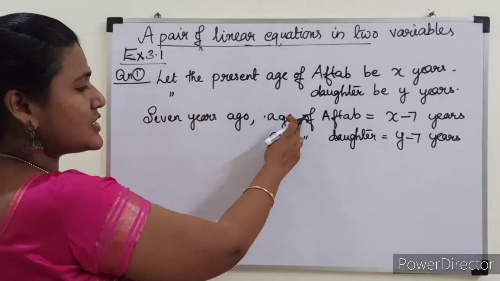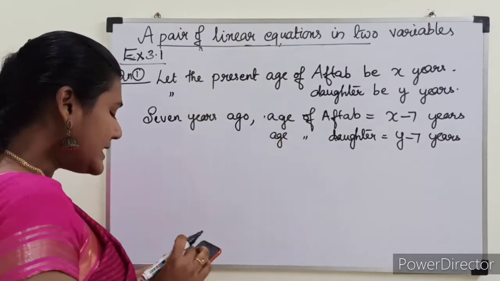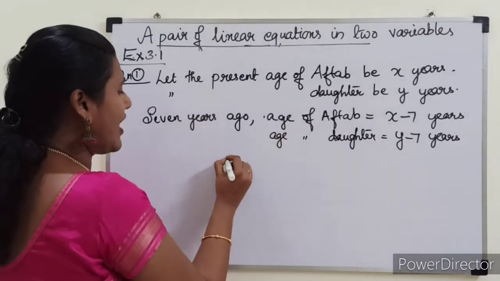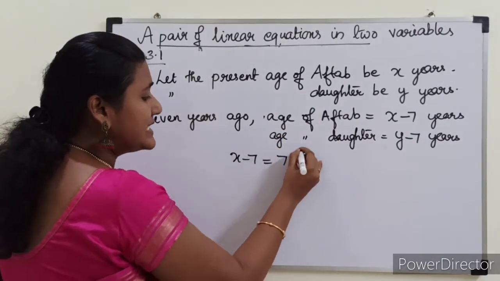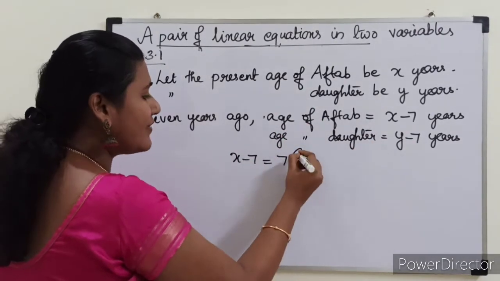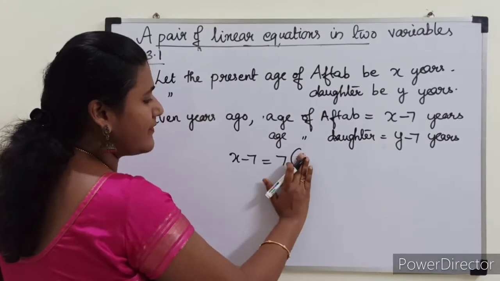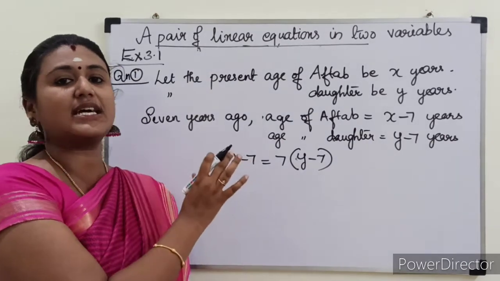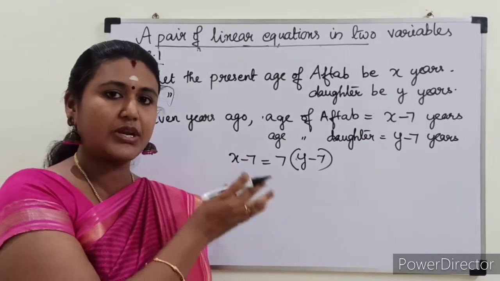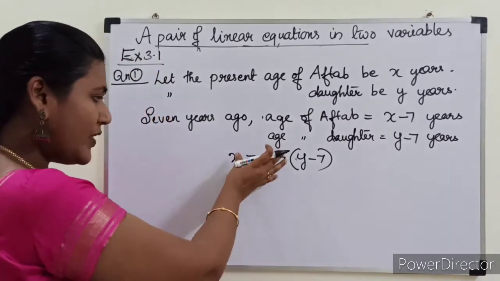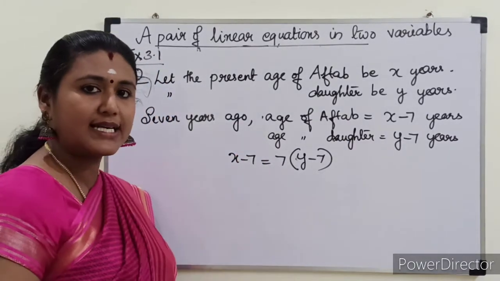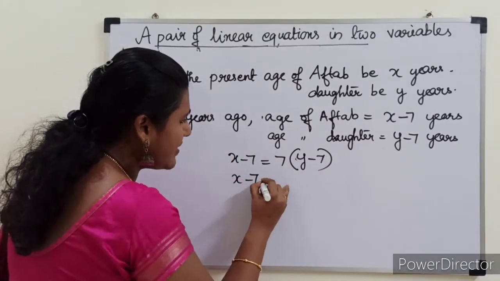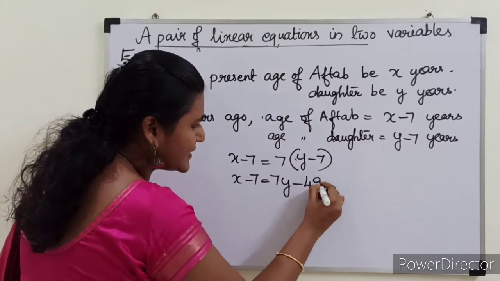Now we have a relation between these two values. 7 years ago, I was 7 times as old as you. So Aftab's age will be 7 times that of his daughter's age, that is 7 times y minus 7. This is the first equation we are getting from the situation. We will simplify this and make it the standard form of a linear equation in two variables. So x minus 7 is equal to 7y minus 49.